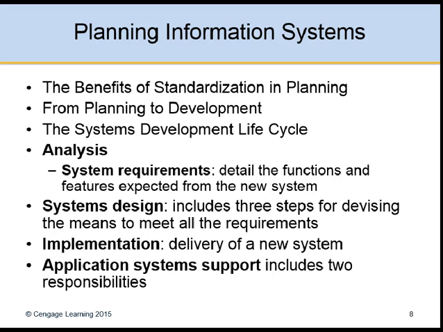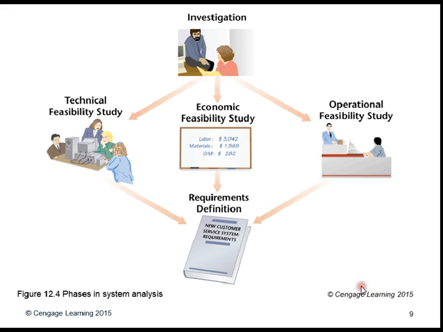Analysis, systems analysis, is a five-step process. First, there's an investigation, then a technical feasibility study, then an economic feasibility study, an operational feasibility study, and requirements definition. And we see the phases in systems analysis here. And obviously, after each feasibility study, a go, no-go decision will be made.